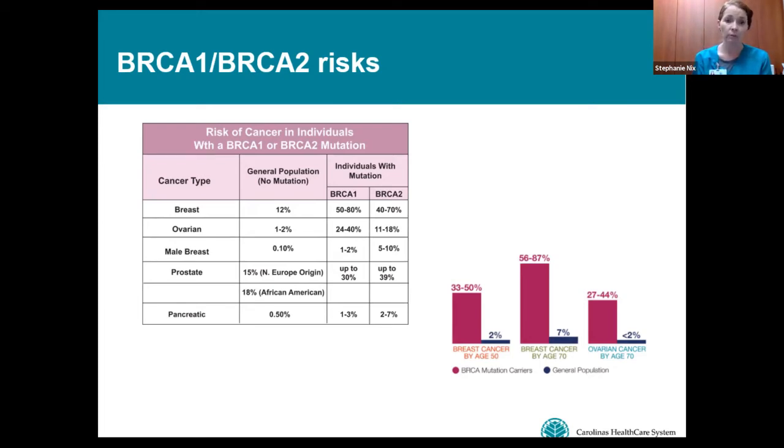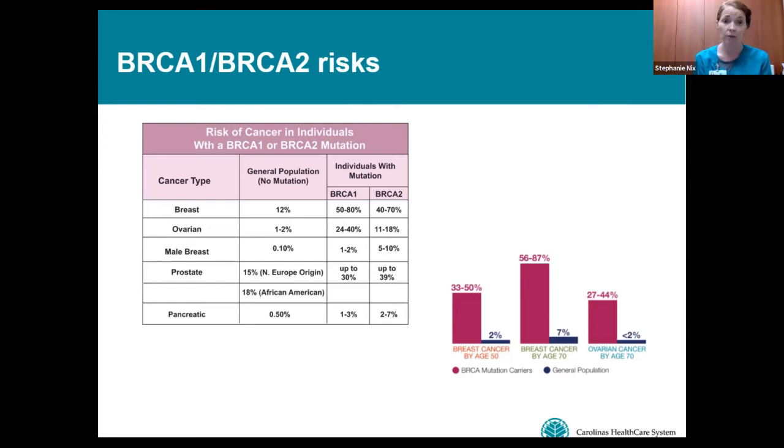Ovarian cancer, also pretty significantly increased risk, 20 to 40%. Male breast cancer, a lot of men don't think about the fact that they can get breast cancer. If we have a man that has breast cancer, even if he has no family history of breast cancer, we're going to offer genetic testing to him because it's rare. And again, that goes back to one of our big tenets of red flags. Is it very rare?